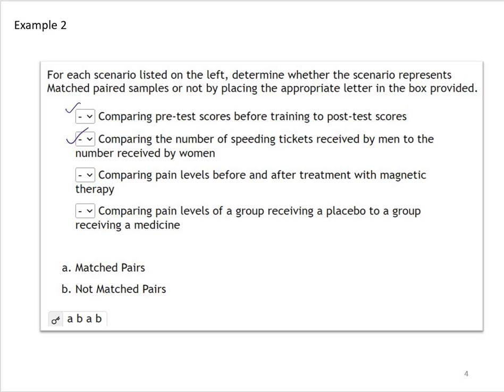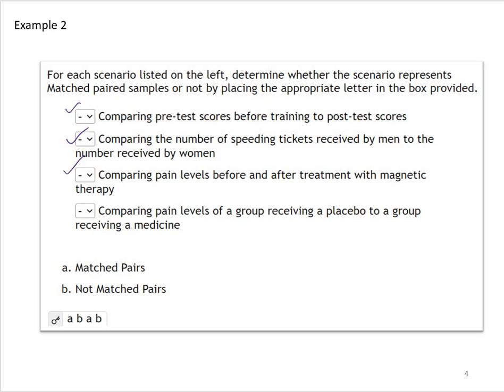Now the third one: comparing pain levels before and after treatment with magnetic therapy. There is a connection between the pain levels before and after. If you compare the pain level before the therapy and after the therapy, they will be correlated. It means they are dependent. After the therapy, the pain will automatically reduce. That is the purpose of treatment, right? So those are matched pairs. That is the third one.